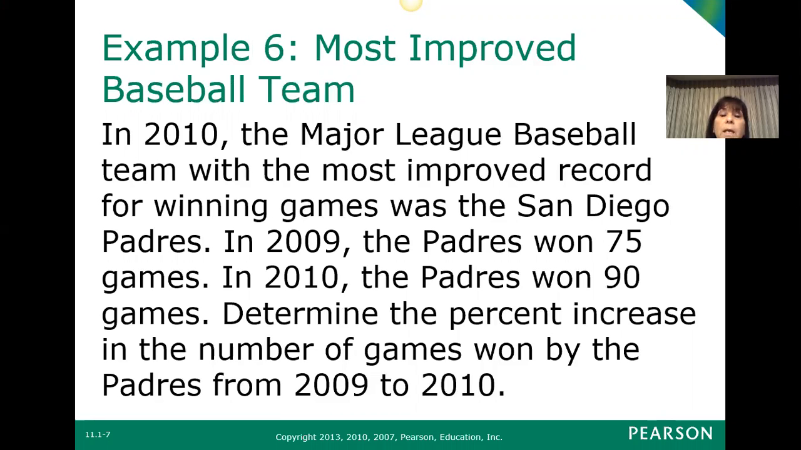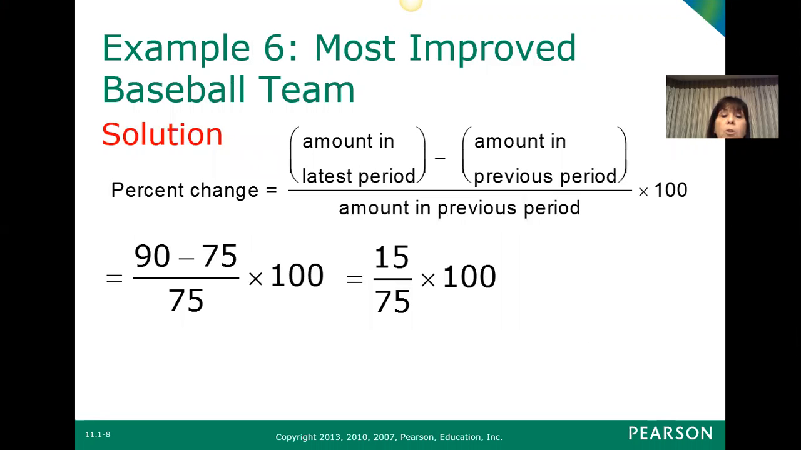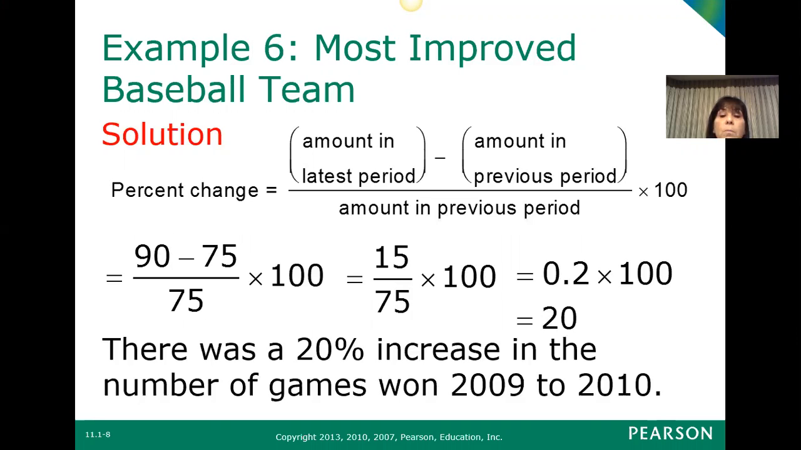Remember, the formula was that I take the newest amount minus the original amount divided by the original amount. So in this case, I take the new amount, which was 90 games, minus the original amount, which was 75 games, divided by the 75 games, and then multiply that by 100. So if I do my math, I have 15 over 75 times 100, and that's 0.2 times 100. So you're going to get a 20% change. And again, you have to affix the percent sign onto that. So it was a 20% increase in the gains.